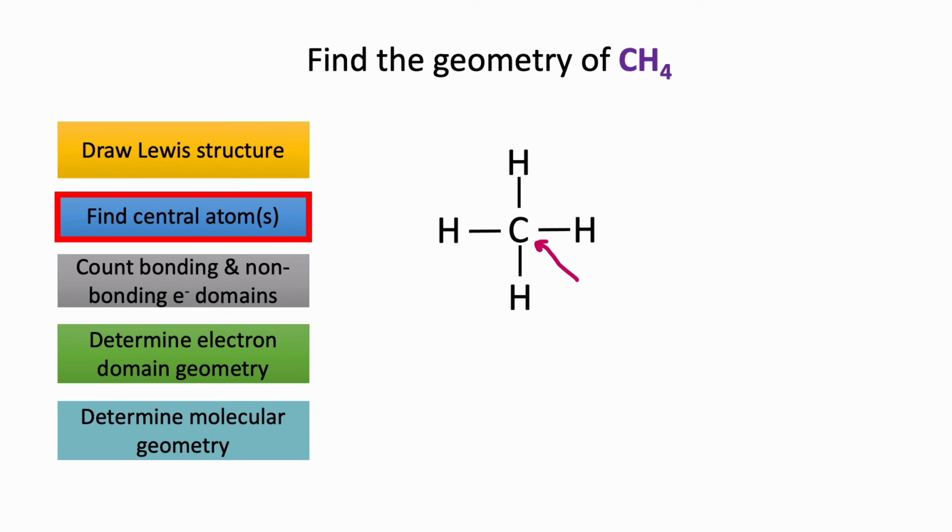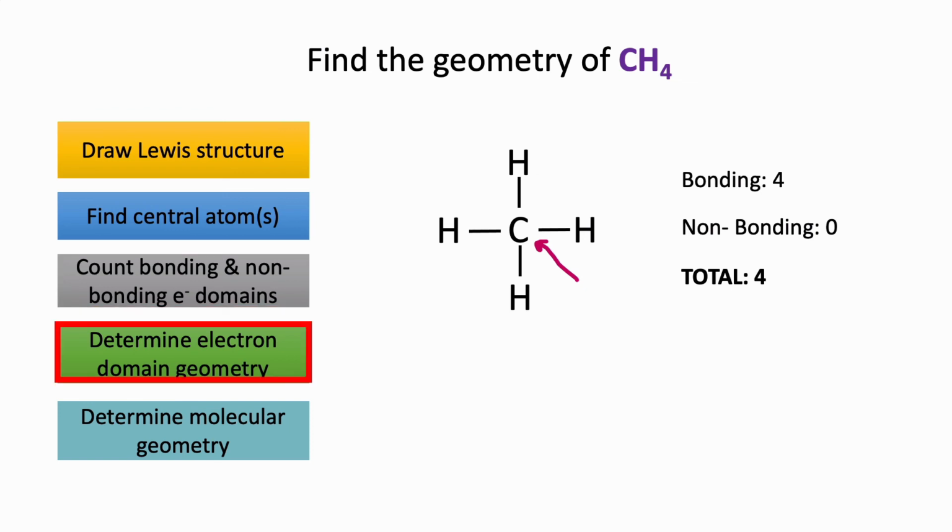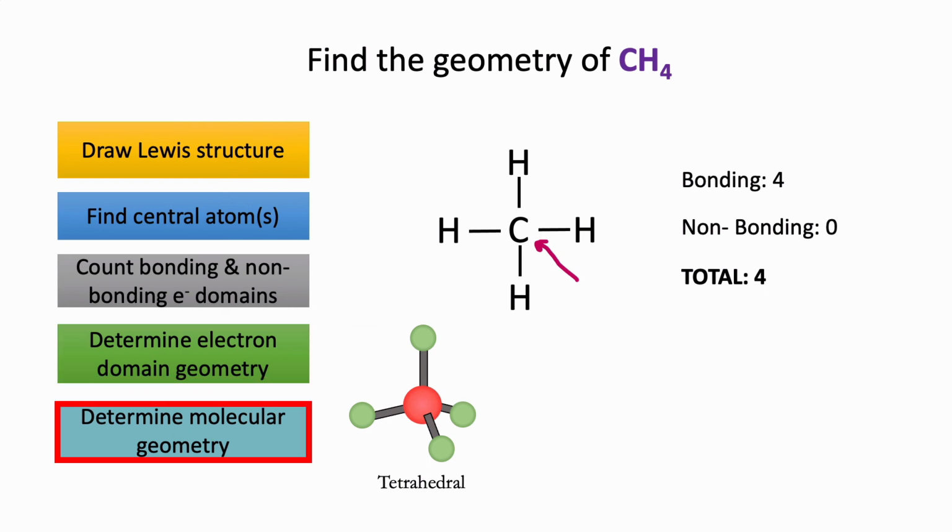And around carbon, we're going to count the bonding and the non-bonding electron domains. Well, you can see that we have 4 bonds that have formed here. We have no non-bonding domains because there are no unshared electrons. And so we have a total of 4 electron domains. That means our electron domain geometry is going to be tetrahedral. How about our molecular geometry? Here again, we have to look to see how many non-bonding domains we have. We have 0. So our molecular geometry is going to be the same as our electron domain geometry.